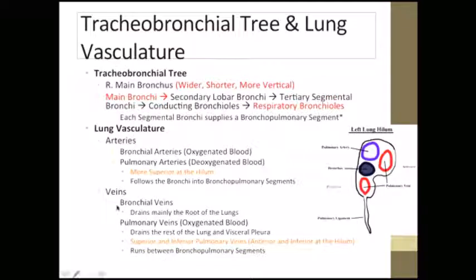So just some stuff on the drainage. The bronchial veins drain mainly the root of the lung, and the pulmonary veins drain the rest of the lung. And in the hilum, the superior and inferior pulmonary veins are anterior and inferior, respectively. So this image is quite important. They can give you this as a diagram and ask you to label it. So do try to remember this.